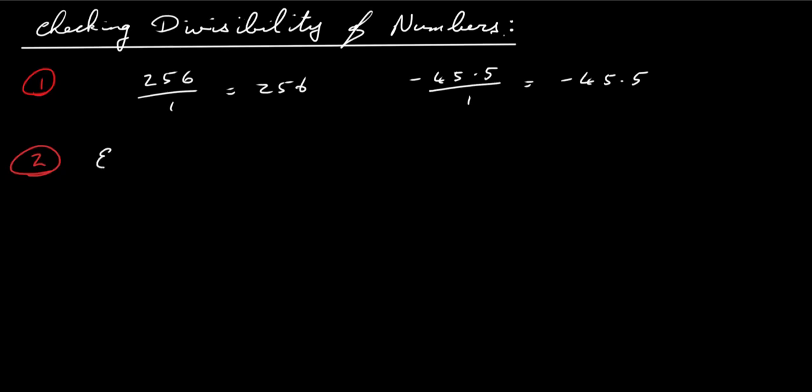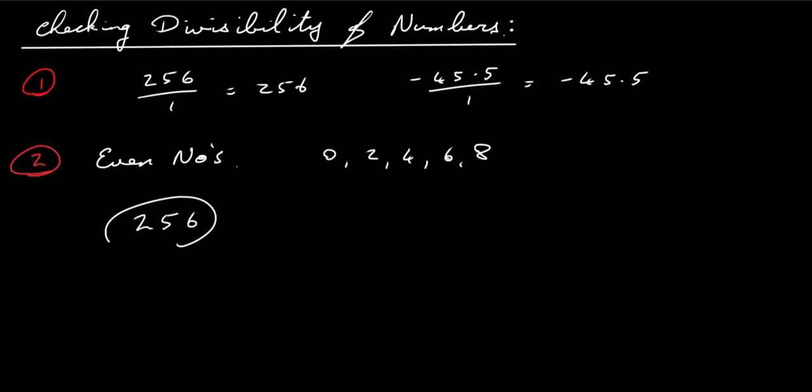We're just going to look at even numbers. So even numbers will end in 0, 2, 4, 6, or 8. So for example, if you take 256, this ends in a 6, so therefore this number here is an even number, therefore it is divisible by 2.